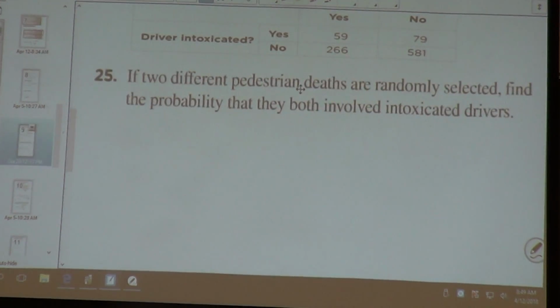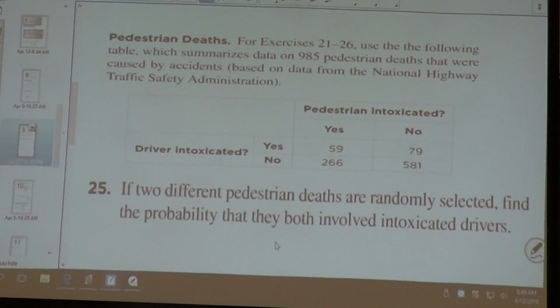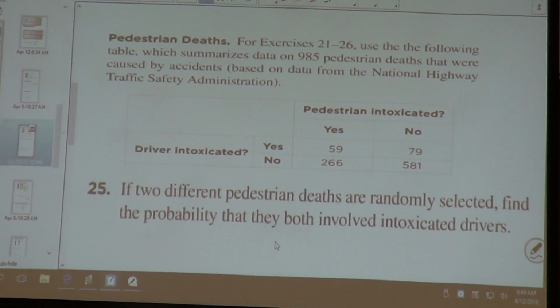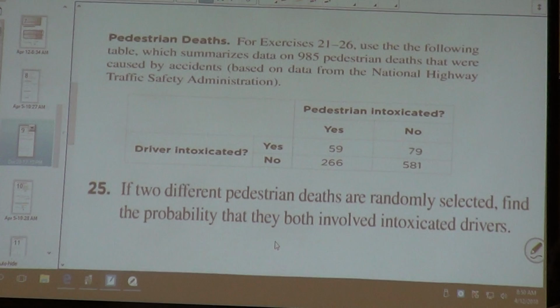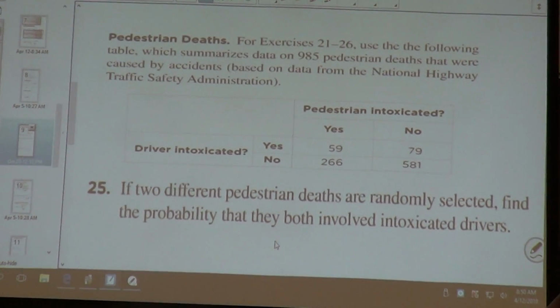Same chart. If 2 different pedestrians, 2 different walkers' deaths are randomly selected, find the probability that both of the walkers were walking drunk. Give it to me as a decimal. 4 places. I have mine at 4 places.